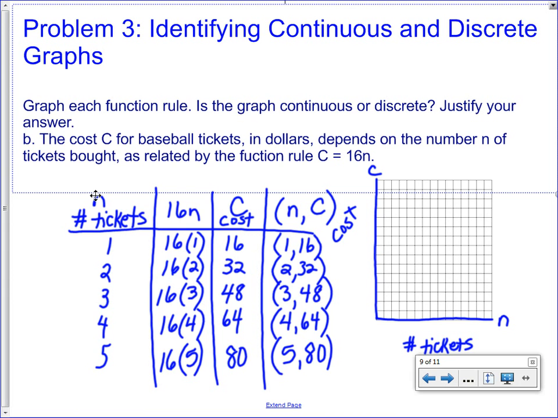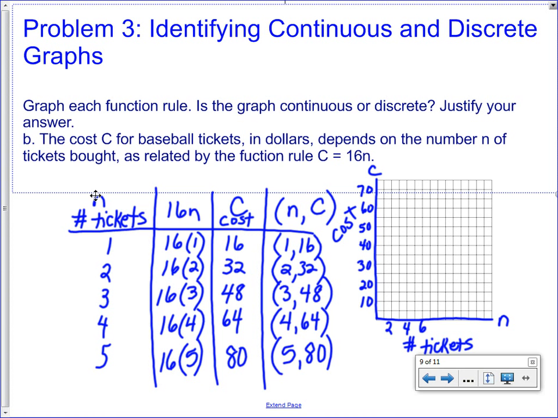All right, let's put these on our graph. We can definitely go by ones on our horizontal axis, number of tickets, so I'll put those numbers right there like that. And we need to go up to 80. So let's go by tens. 10, 20, oh, that might not work, 30, 40, 50, 60, 70, and okay, we can guess where 80 will go.